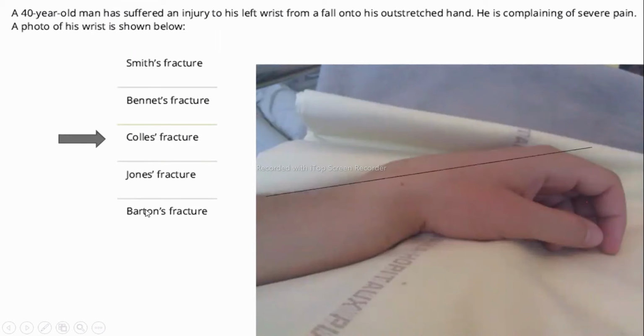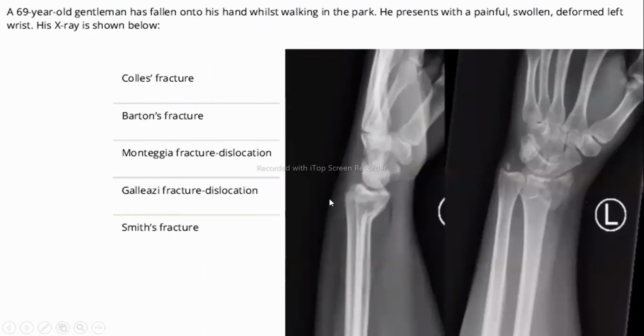So this one, which fracture? Colles fracture. This one, if you draw a line here, it's anterior. It's obvious here: Smith fracture. So if you draw a line here, it means it's anterior.